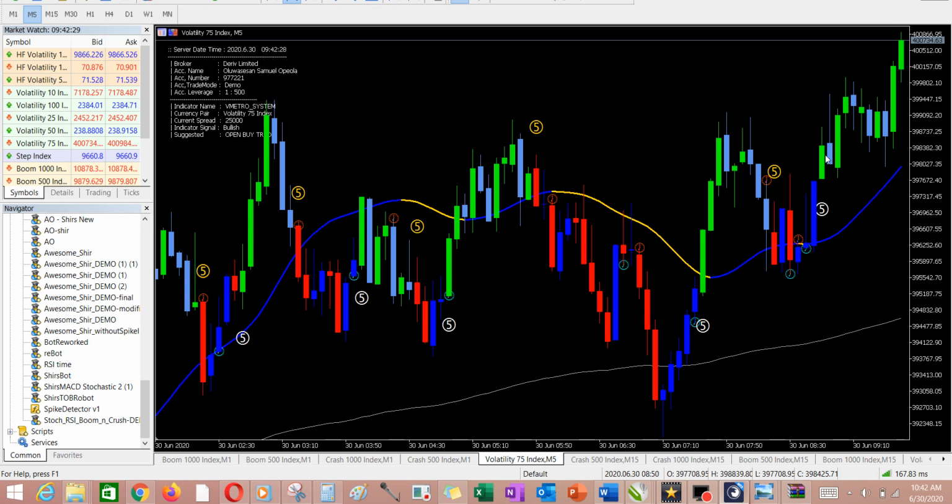Then you just be surprised, just after closing the trade at loss, you will see it bouncing back into the direction which you have chosen before. So that is that about volatility 75.